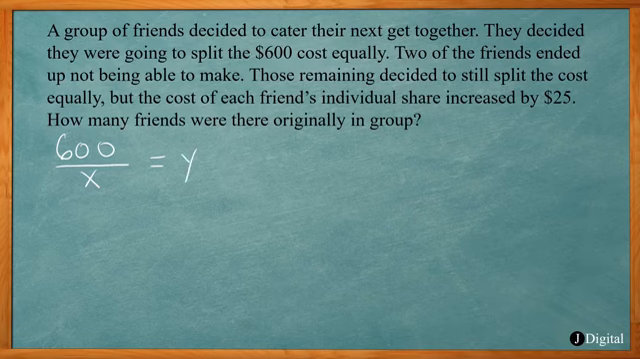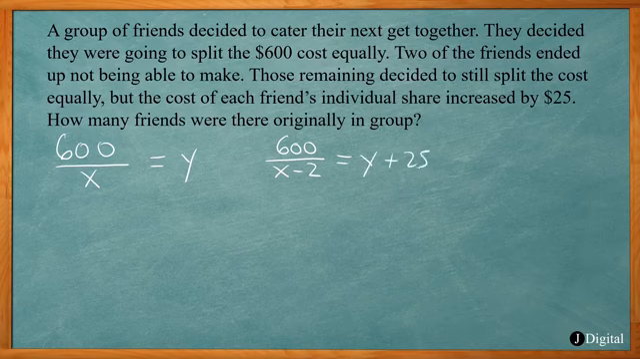Now when two people can't make it, it's still going to be $600, but you're going to split it x minus 2 ways, 2 people less. That's going to equal the original share plus the $25 increase. Okay, so I have two equations, two unknowns, so you should be able to solve from there.